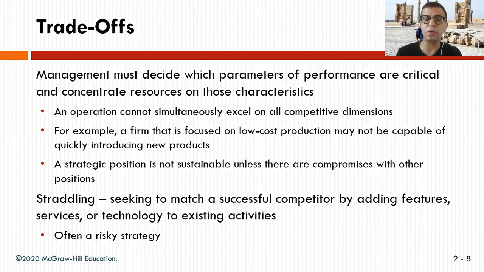So focus on this. Management and operations cannot simultaneously excel on all competitive dimensions. For example, a firm that is focused on low-cost production may not be capable of quickly introducing a new product, because they're in low-cost and probably homogeneous production, so they'd not be able to produce a new product very quickly. A strategic position is not sustainable unless there is a compromise with the other positions.